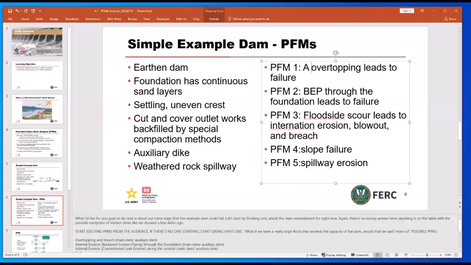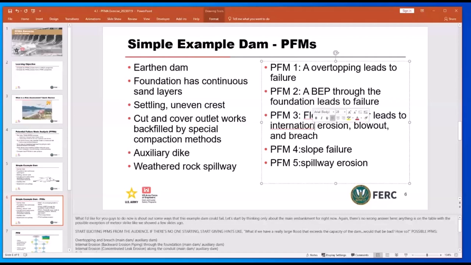A, think of A. Any strong reasons? Probably some of the reasons I just stated. Okay, so let's call that guy A. What about PFM3 here? Flood side scour leads to internal erosion, blowout, and breach.